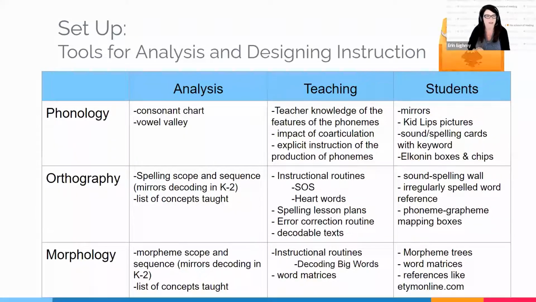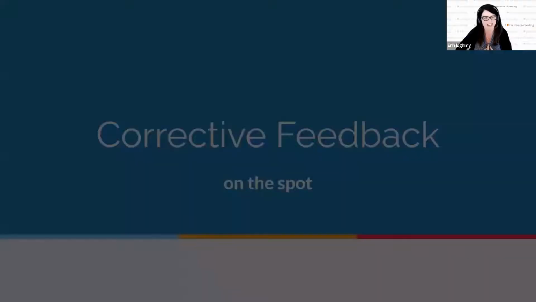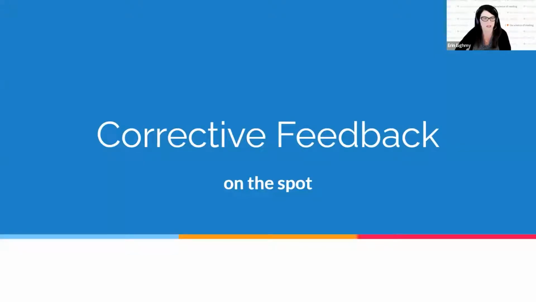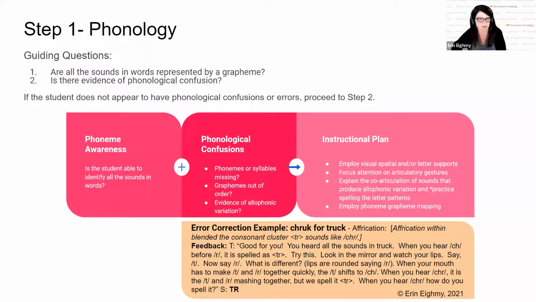And we have put together for you a tool sheet that is in the handout for condensing the ideas for analysis, teaching or instructional strategies, and then what student materials you might be able to use to capitalize on this corrective feedback component and planning for instruction. So in your handout as well, in the next section, you have 3 different documents that are scaffolded to help you walk through on the spot corrective feedback.